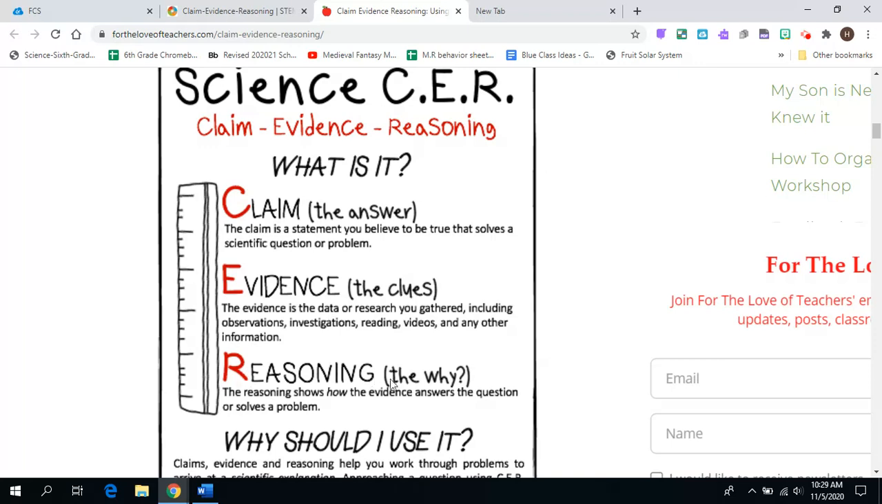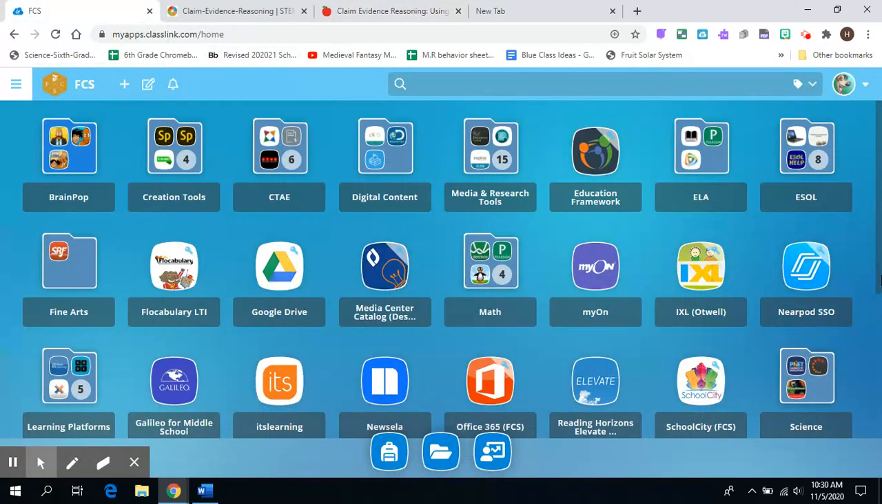And then the R stands for reasoning. This is the why. So it shows how the evidence answers the question or solves the problem. So why? How do we know? What do we know? This is where you put all your notes and all your facts about things that you know. So let me show you again how to get to the CER.